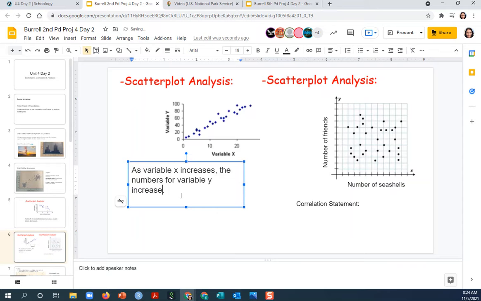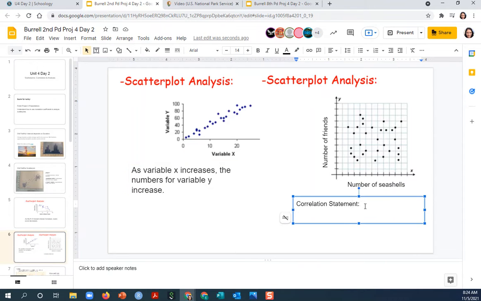All right, and how about this one? What's the correlation between the number of seashells and the number of friends you have? Very good. There is no correlation between the number of seashells you have and the number of friends you have. Unfortunately, seashells do not buy friends. No. That was my whole plan.